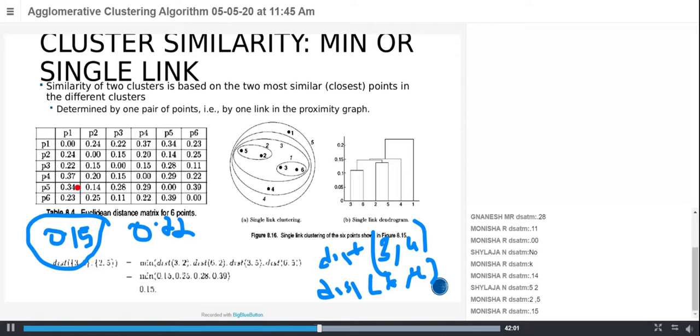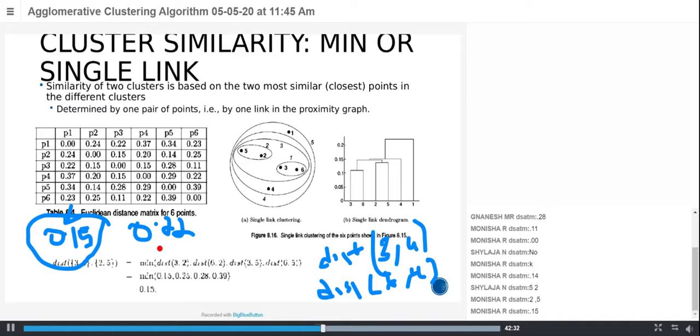But this 0.14 is lesser than this distance, is it right? So that's why I'm not going to merge this cluster with this cluster. Rather, I'm going to select any other two points which have a smaller distance. So before merging 3, 6 with 4, we are merging 5 and 2, because 0.14 is a lesser distance when compared to this distance. All of you got this? Any doubt in this?